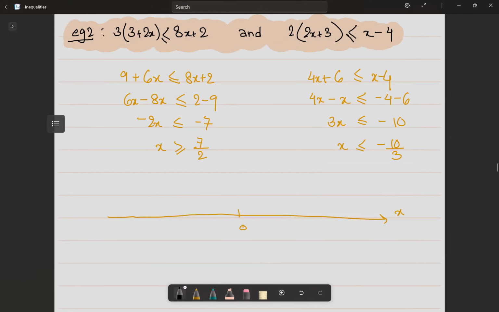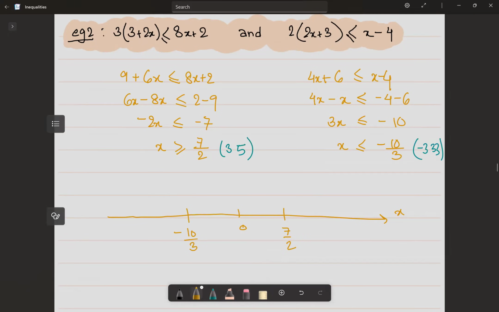7 by 2 is 3.5, and minus 10 by 3 comes as minus 3.33. So minus 3.33 and 3.5, these two values are pretty much closer to each other, right? Both of these values are almost similar. So we will place them in here. We will give minus 10 by 3 in here and 7 by 2 in here.